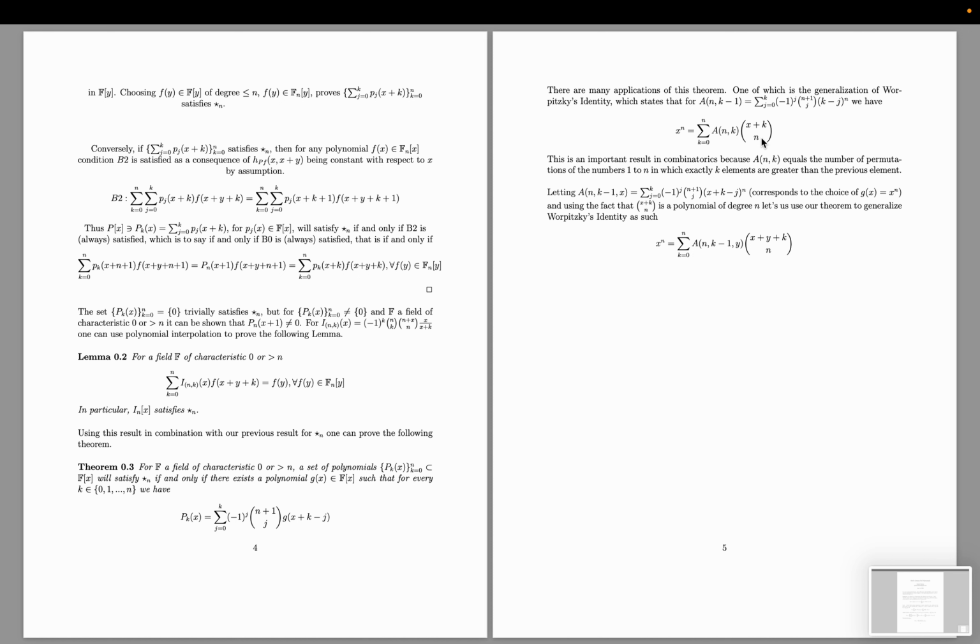Star n tells us that things are constant. So here, when we tack on this extra variable y, nothing on the left-hand side changes because our set of all these a's will satisfy star n. And so that gives us this nice generalization here. There's several other nice applications for this theorem, but we'll stop with that for now.